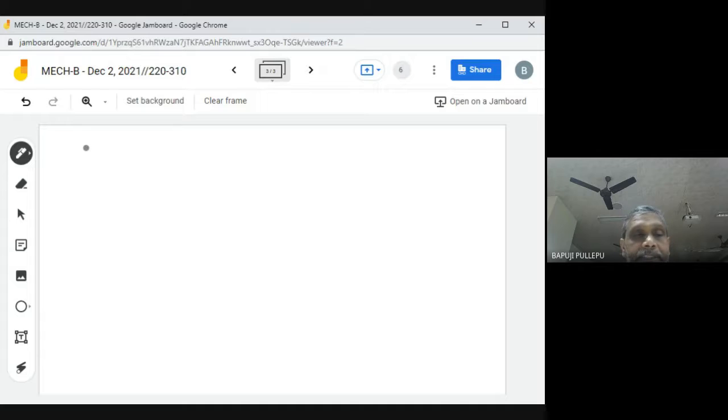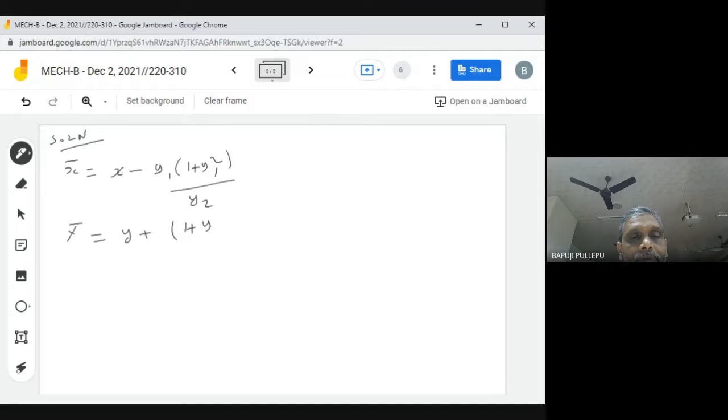Now come on, first the center. To find the center, the formula is what? x bar is equal to x minus y1 into (1 plus y1 square) by y2. y bar is equal to y plus (1 plus y1 square) by y2. Correct?